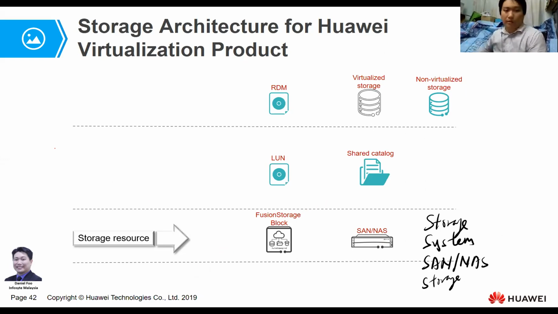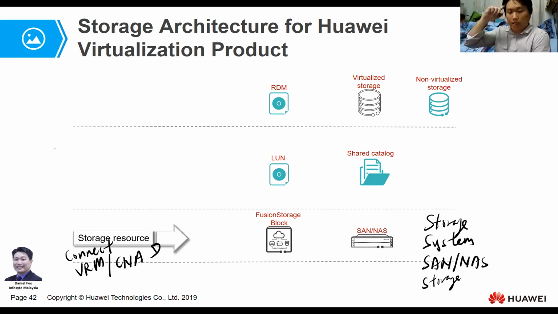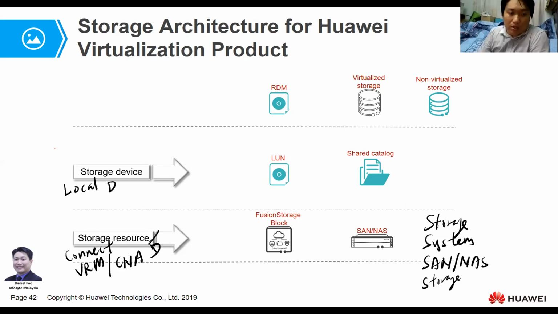So from the storage system, I need to connect your VRM and also your CNA to this particular resource. I need to form a connection to this storage system before I can see the storage device presented to me. So for the storage device here, you will see that I am able to utilize LUN, and over here it will also be able to detect your local disk.